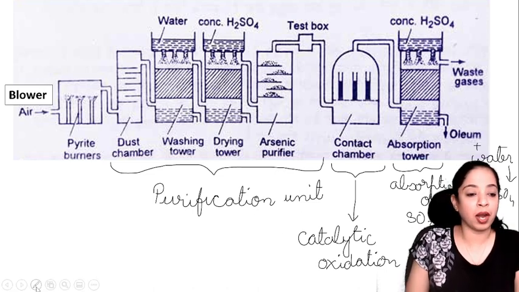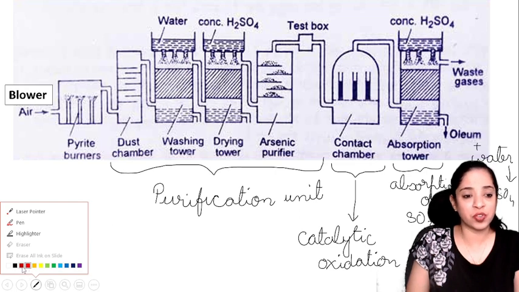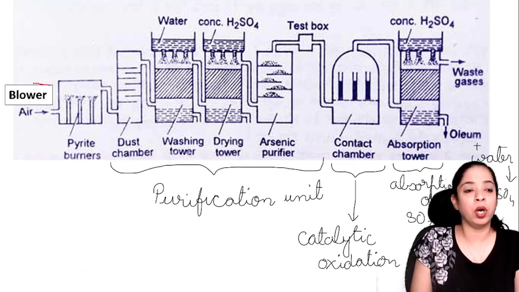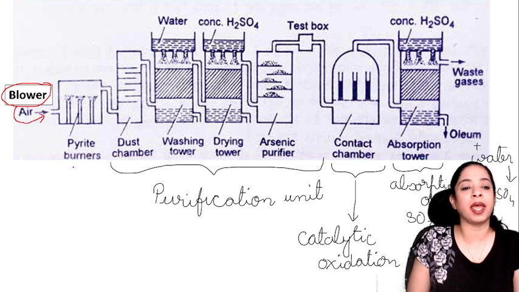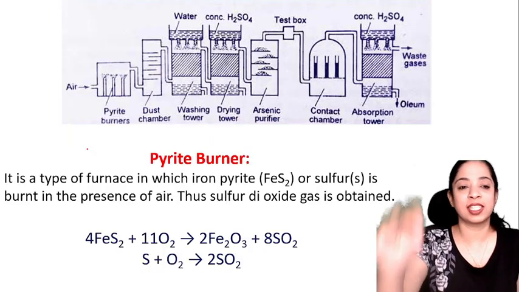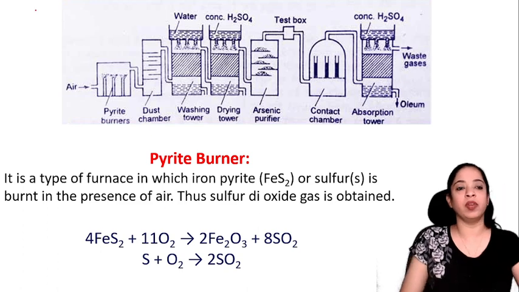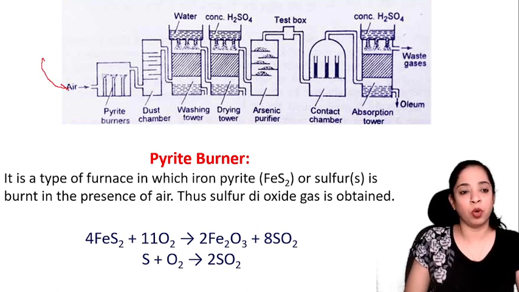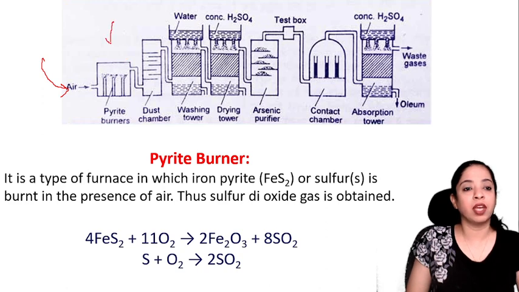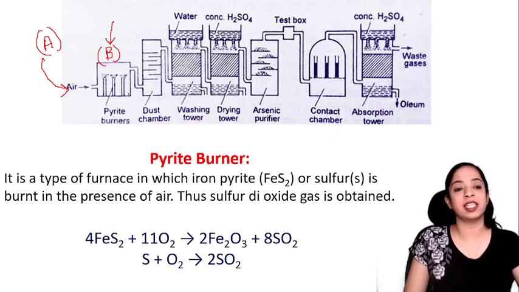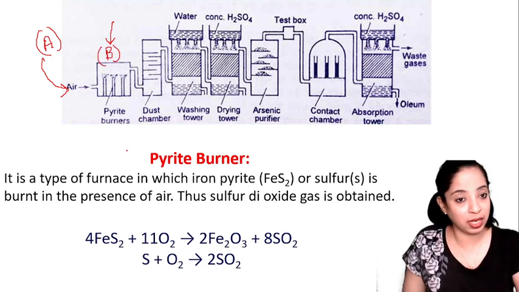The first part of this industrial setup is a blower. Now from the blower, air is pushed into the pyrite burner. So let's start with what is happening, one by one. Air is blown from the blower into the pyrite burner. So A is the blower, and B is the pyrite burner. Let's see what happens in the pyrite burner.